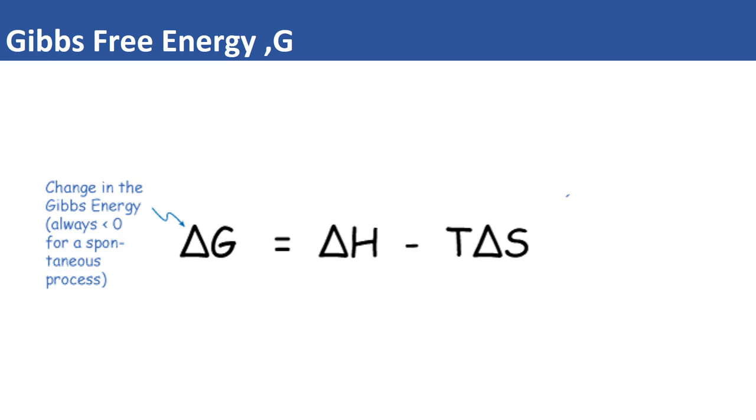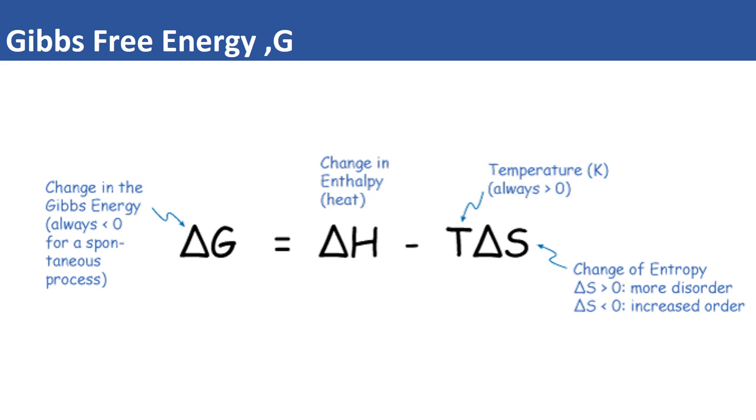So delta G is the change in Gibbs energy. It's always less than 0 for spontaneous reactions. Delta H is the change in enthalpy, which is the heat in the system. Temperature is the temperature. It's always greater than 0. It's in Kelvin. And delta S is the change of entropy. So if it's more ordered, it's going to have a smaller delta S. In fact, it can be 0. And a less ordered system is greater than 0.